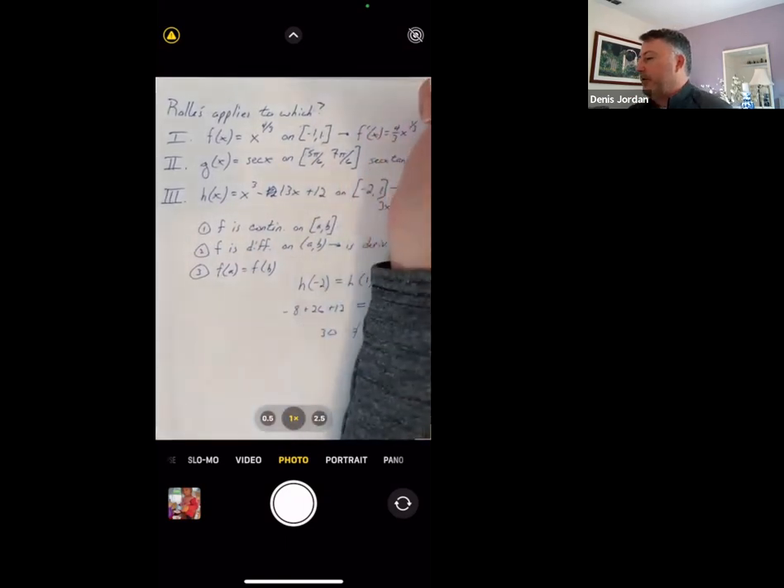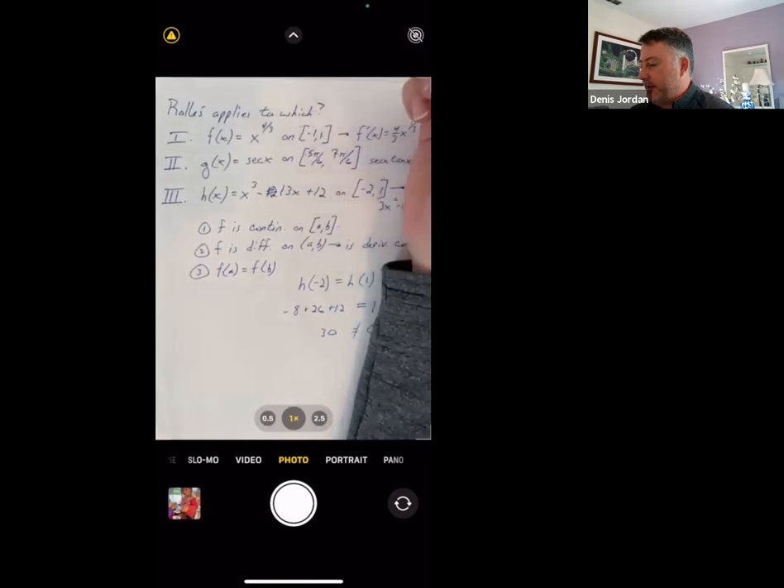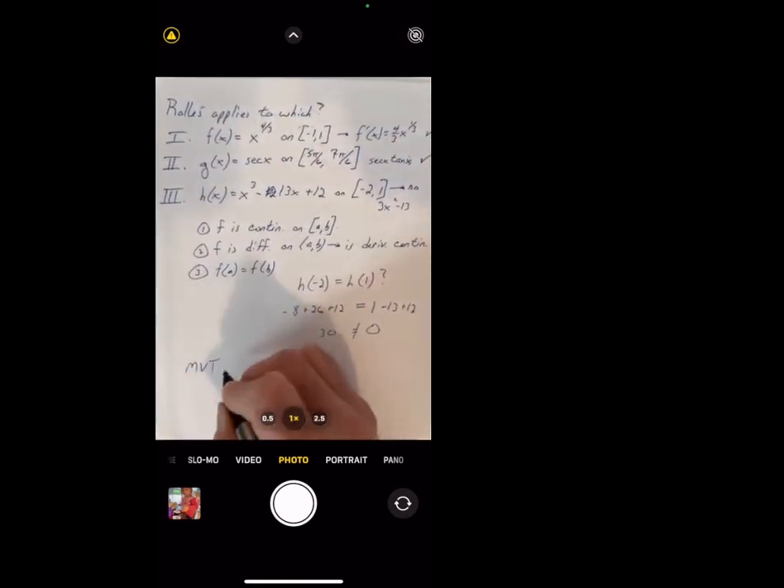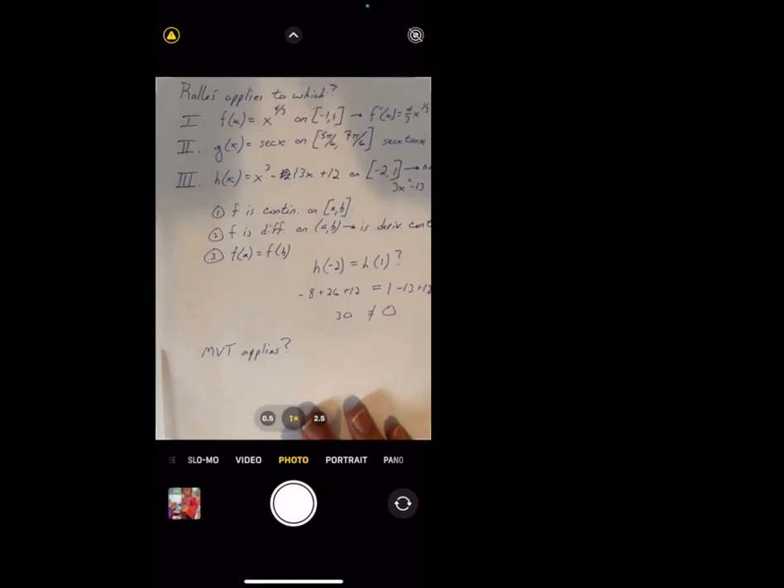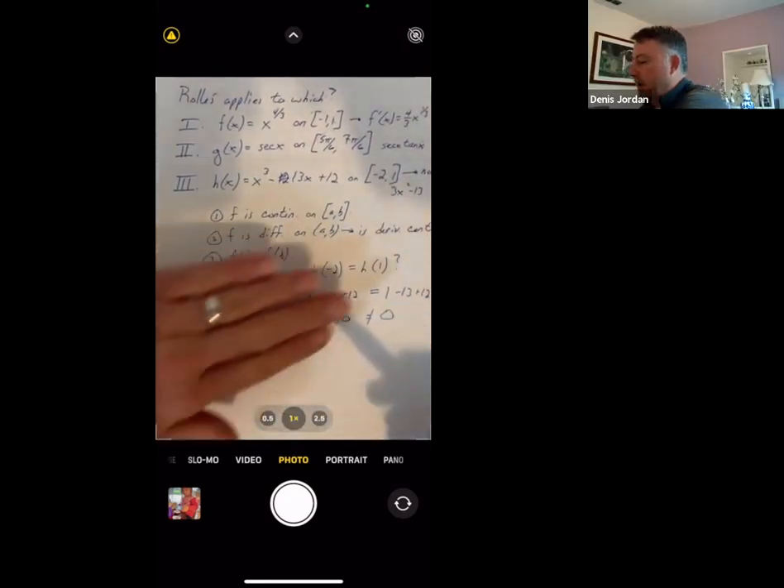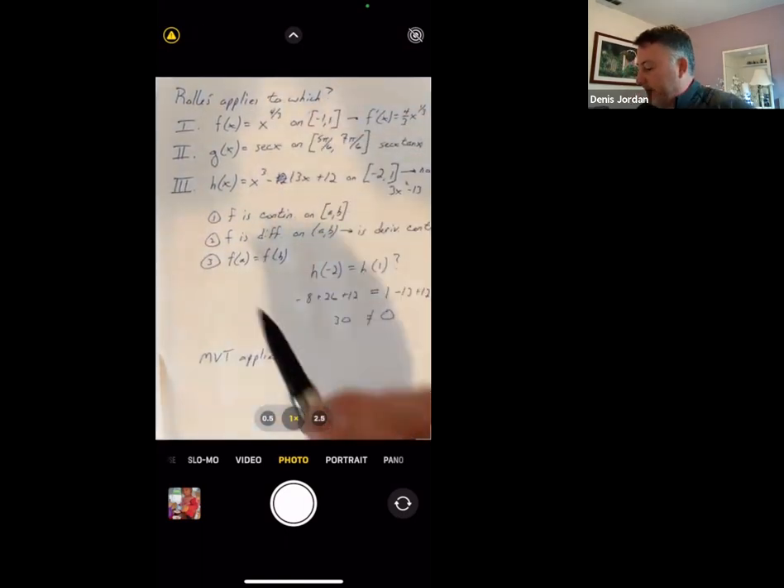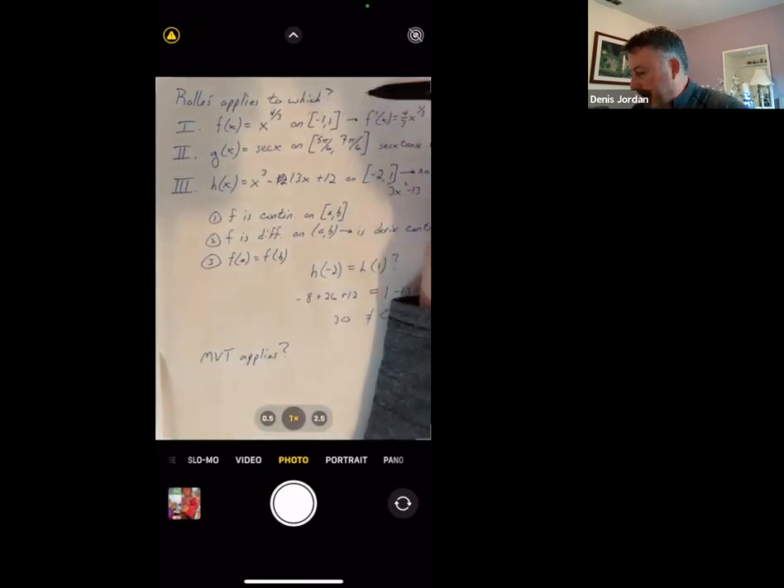So what would change if instead of Rolle's theorem, we said the mean value theorem? F of A wouldn't have to equal F of B. So that third criterion would just be gone, and you're just checking the first two. So if we had said the mean value theorem, then all three of them would work.